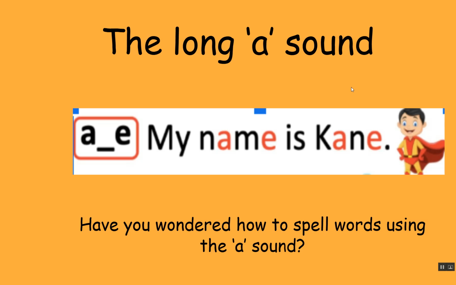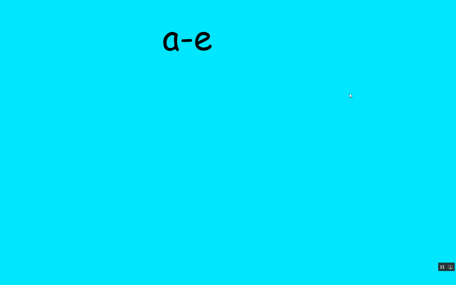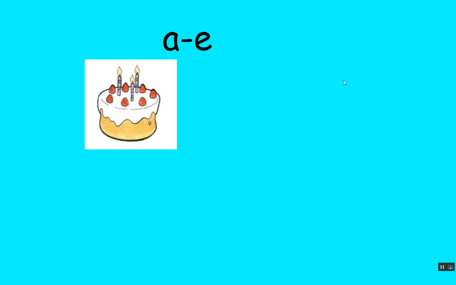Let's have a look at the long A sound. A. Now it's called a split digraph vowel sound because there's an A with a split and then the E. And it's a vowel digraph, split digraph, because there's a consonant that comes in the middle.